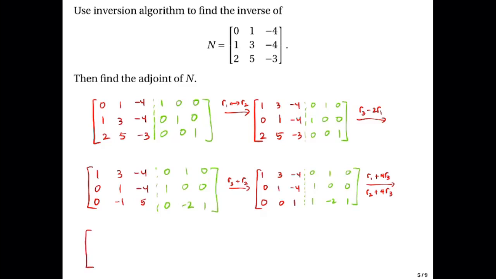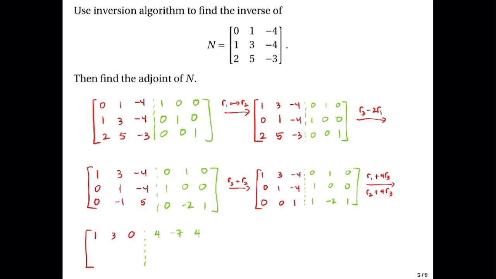So if we do that, we have row 1 plus 4 row 3. So 1 plus 0, that's still 1. 3 plus 0, that's still 3. Negative 4 plus 4 in here, this becomes 0. On the other side, we have 0 plus 4 times 1, that's 4. 1 plus 4 times negative 2, so 1 minus 8, that's minus 7. Then 0 plus 4, so we have the 4 in here.